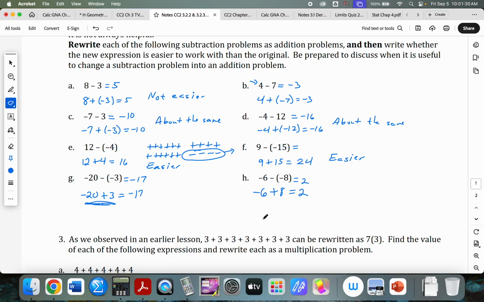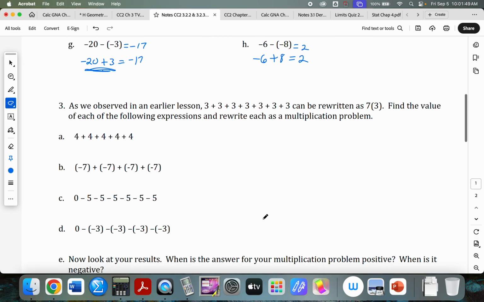It is your choice when you're subtracting integers whether you change it to an addition or not. It's always allowable. It's not always easier. Okay, so whichever way you wish to do it.